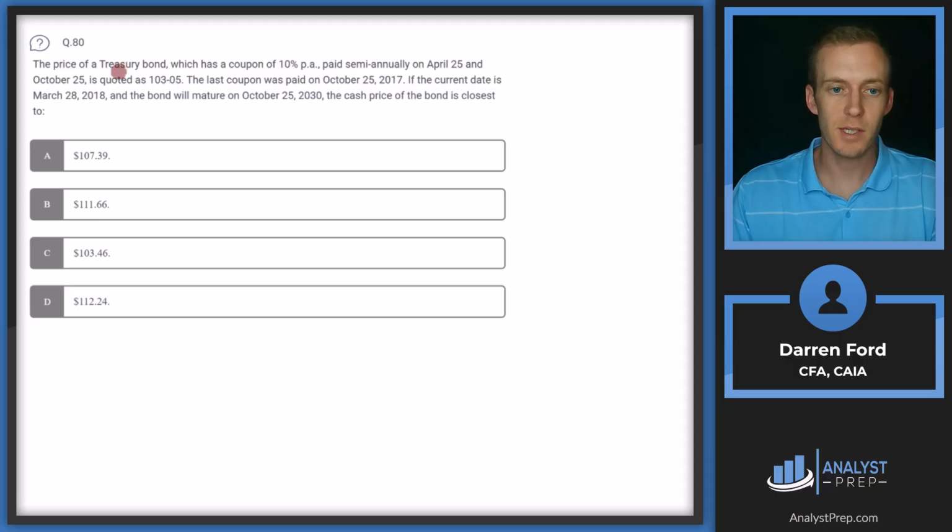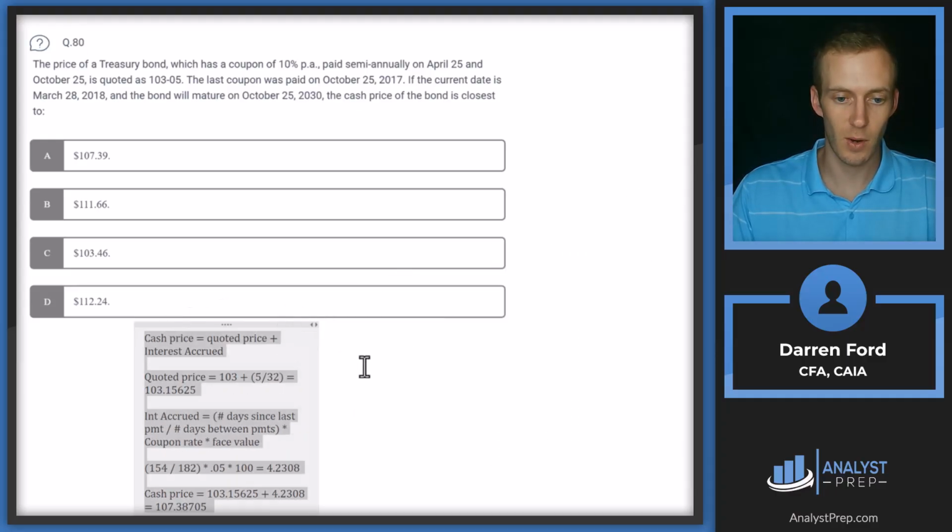Question 80. The price of a Treasury bond, which has a coupon of 10% paid semi-annually on April 25 and October 25, is quoted 103.05. The last coupon was paid on October 25, 2017. If the current date is March 28, 2018, and the bond will mature on October 25, 2030, the cash price of the bond is closest to. So for Treasury bonds, we're going to be using actual convention. Just want to note that.